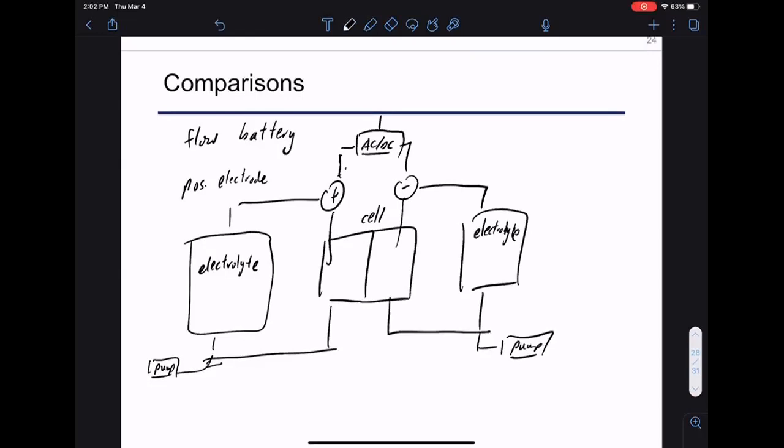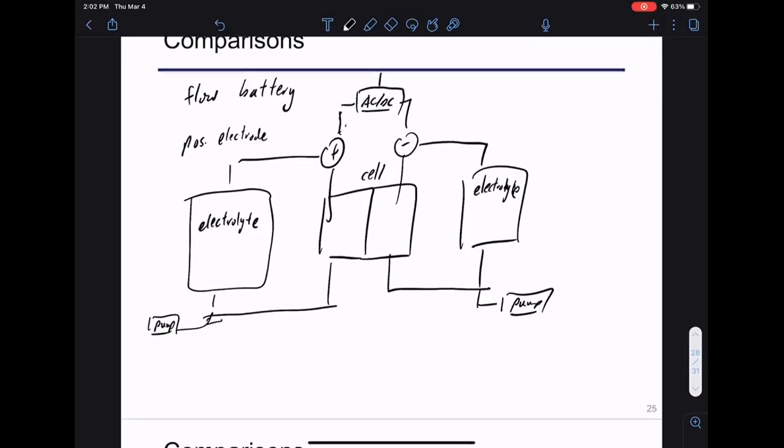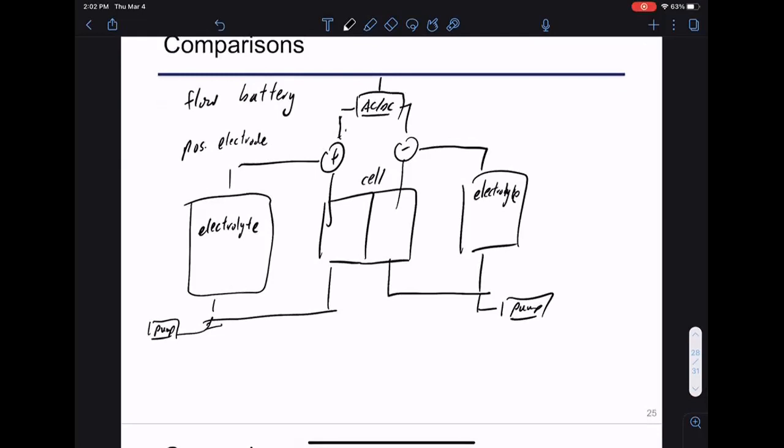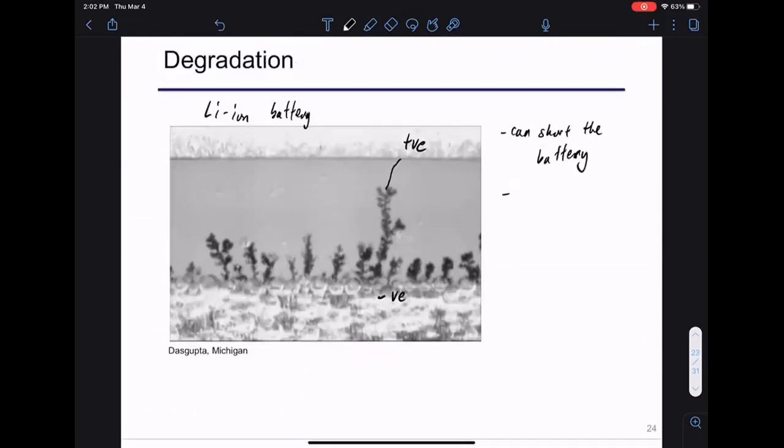The way this works is, as long as you pump electrolytes into the cell, they will react and create a potential difference, and then you can generate electricity that way. There's no metal ion involved per se, in this flow battery. And the good thing about this flow battery is that it has very low degradation, because you don't have this kind of non-reversible buildup.